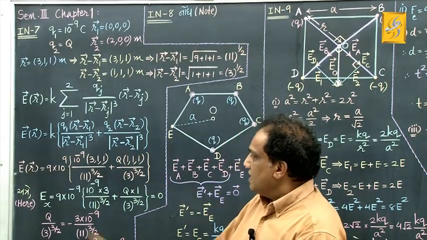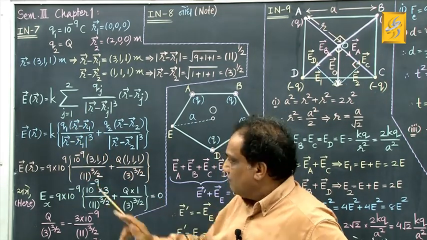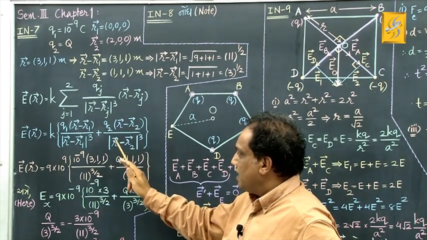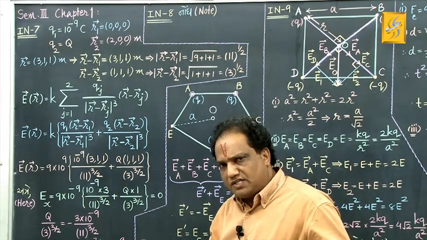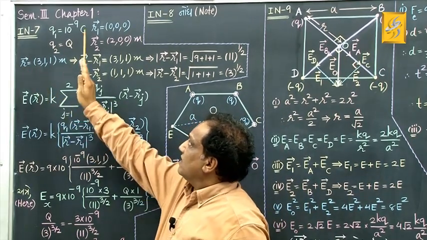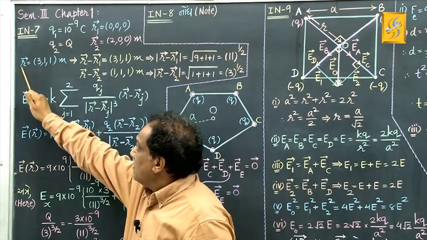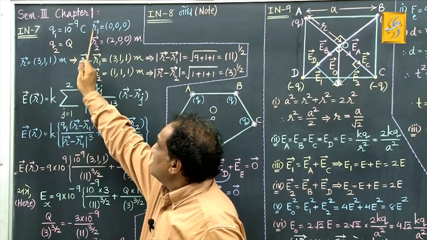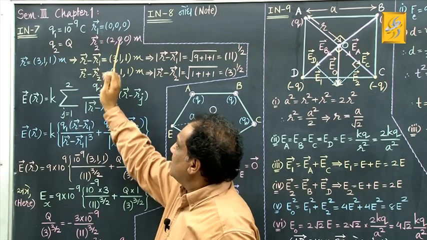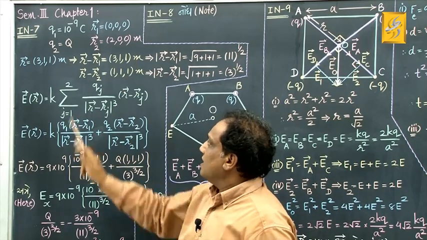Fine. Now tell me, here we require not only vector r minus vector r1, we require its mod also. Similarly, we require vector r minus vector r2 and its mod also. So let us try to find out those values. We know vector r, we know vector r1, so definitely we can find out vector r minus vector r1. This minus this, so now it is 3 minus 0, that is 3. 1 minus 0, that is 1. 1 minus 0, that is 1. Correct? That many meter.